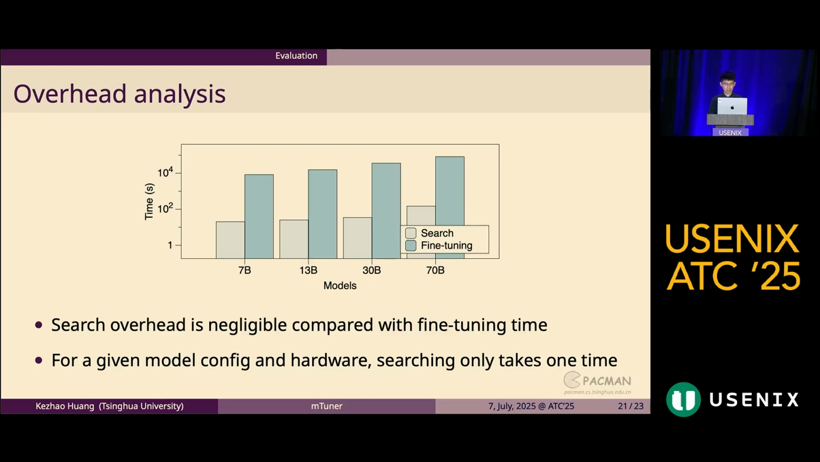A common concern with optimizer-based systems is the overhead of the system. As shown in this figure, the overhead is negligible compared to the total fine-tuning time. More importantly, this search is a one-time cost.